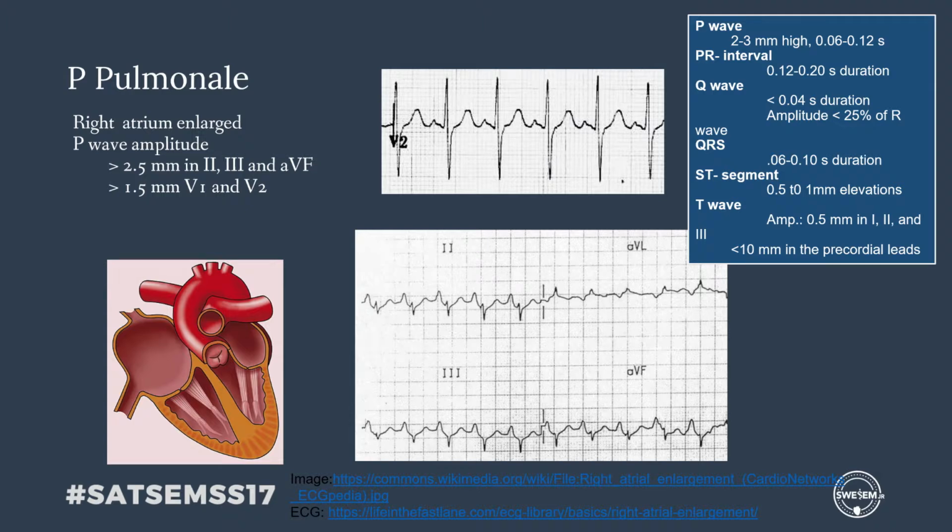Essentially, the enlargement simply causes more P wave activity, as seen in the inferior leads, referring there to 2, 3, and AVF. Notably, the term P pulmonale also reminds us of possible causes of the conditions. So think COPD or pulmonary hypertension as possible causes that give rise to this condition.